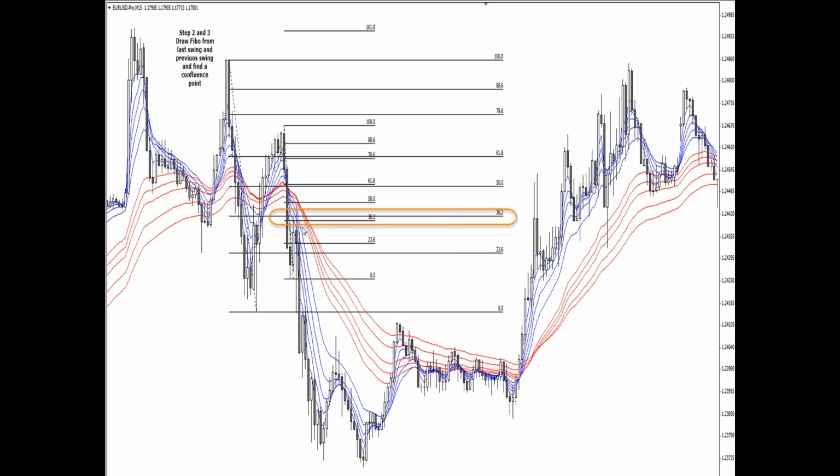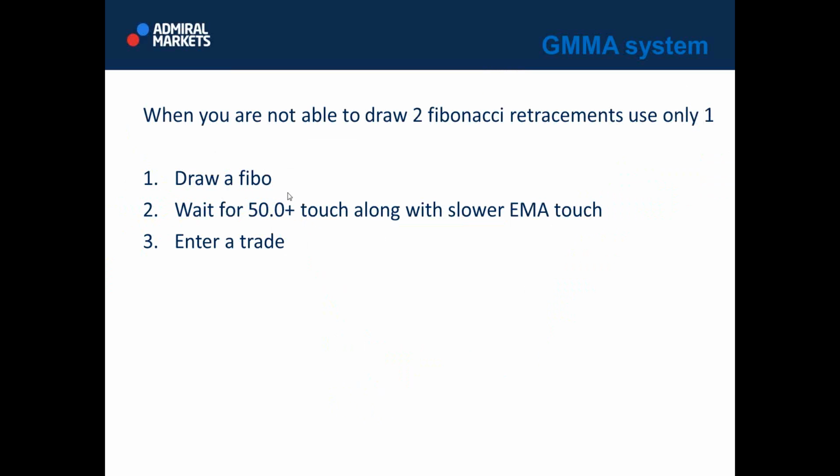So we don't wait for the candle to close. We are trading the live candle, and we are trading actually the touch of the level. Once the price hits the level, we enter the trade. Okay, this is the confluence point here, and look at how price behaved.